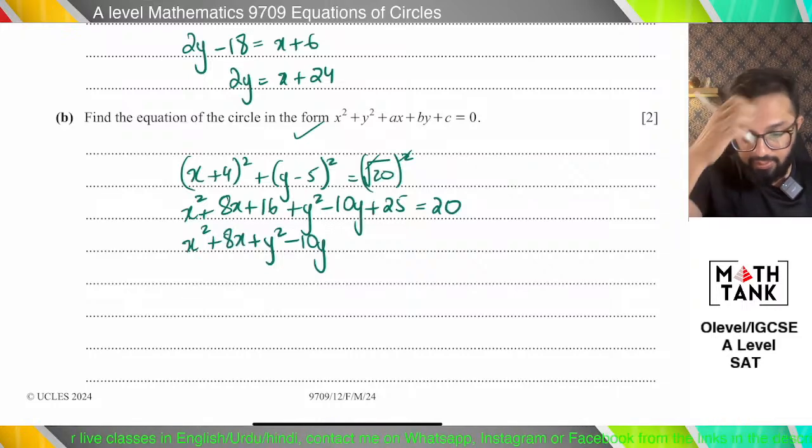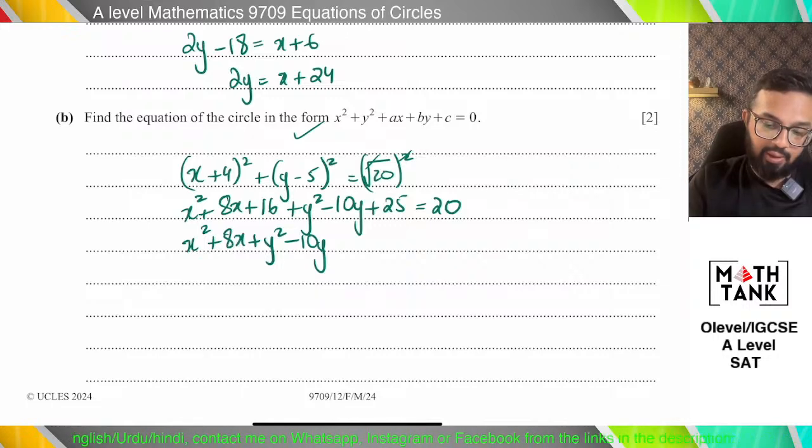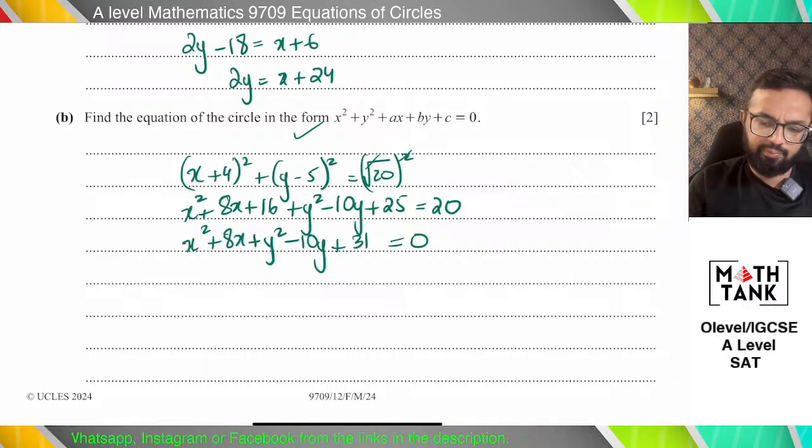41 minus 20 is 21. Yep, I think that should be correct.